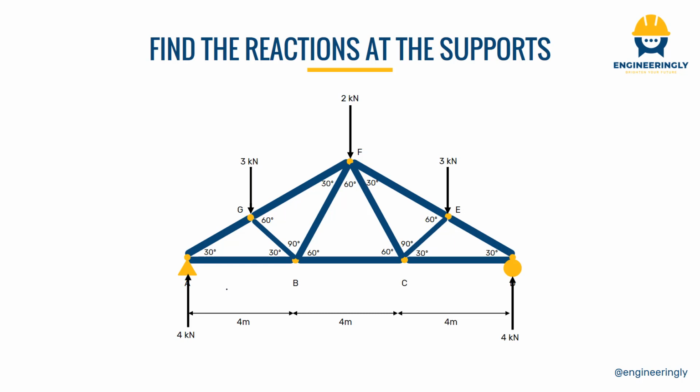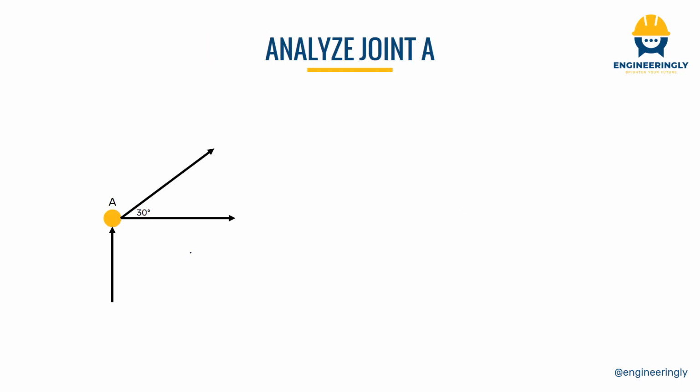Once this is done, the next thing is to go joint by joint and find the amount of force in each of the members and the type of the force, that is, whether the member is under compression or tension. So let's start from joint A. In joint A, we had a reaction of 4 kilonewton here.